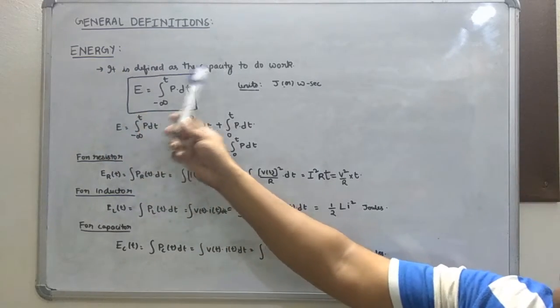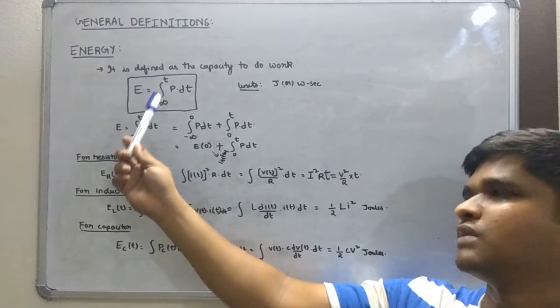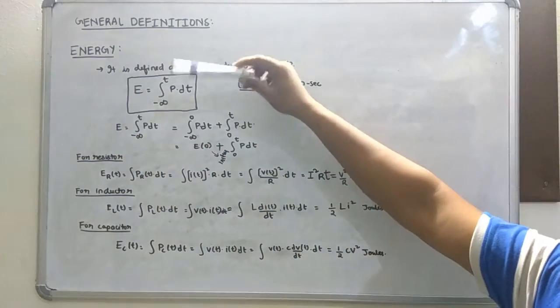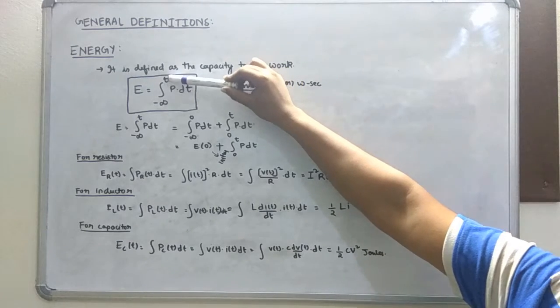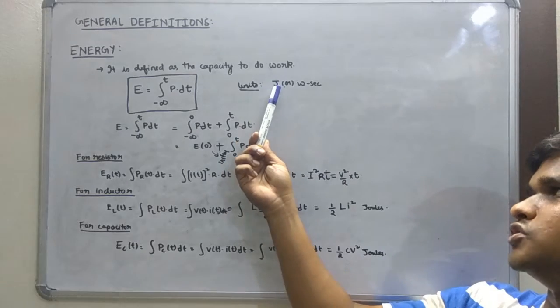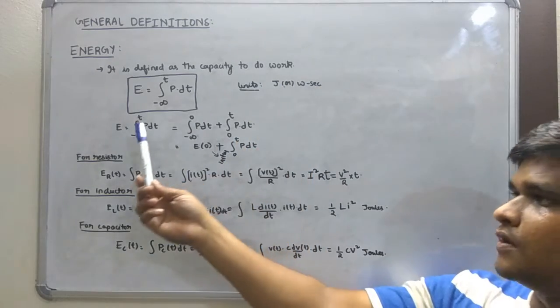Energy can be defined as the capacity to do work, and the mathematical formula for energy can be given as E is equal to integral P dt. That means if we integrate power over a particular interval of time, then we can obtain energy. And the units of energy are joules or watt seconds.